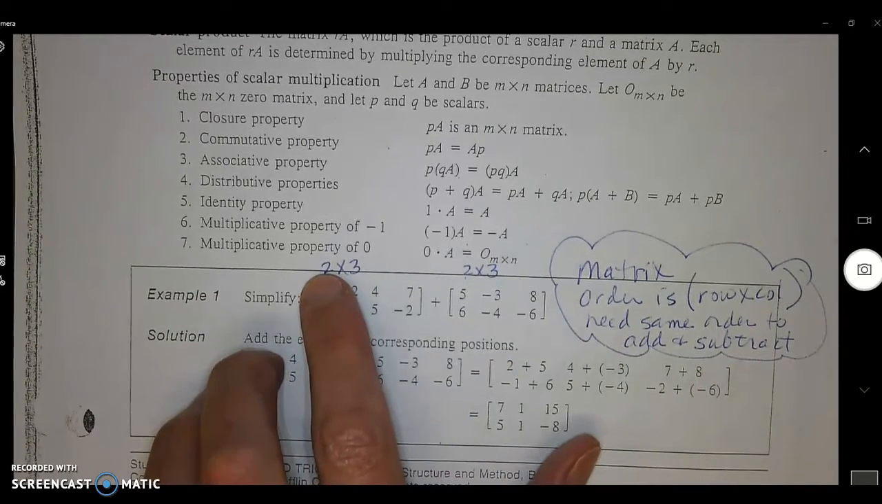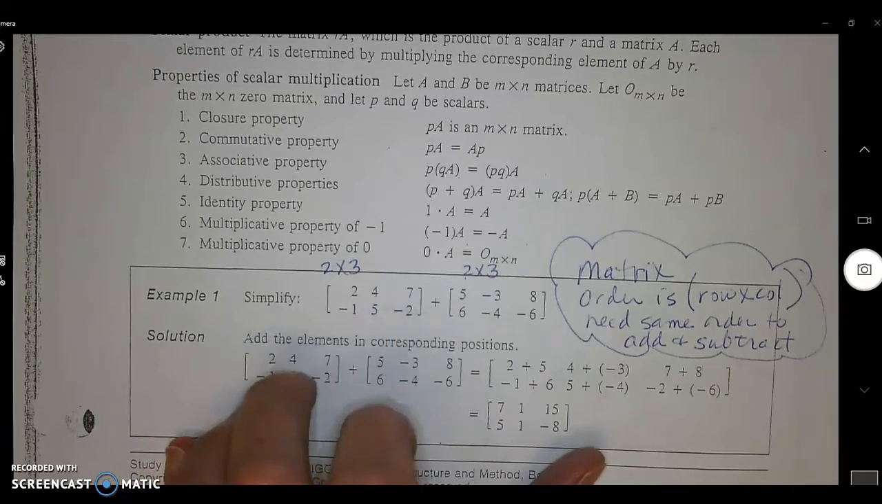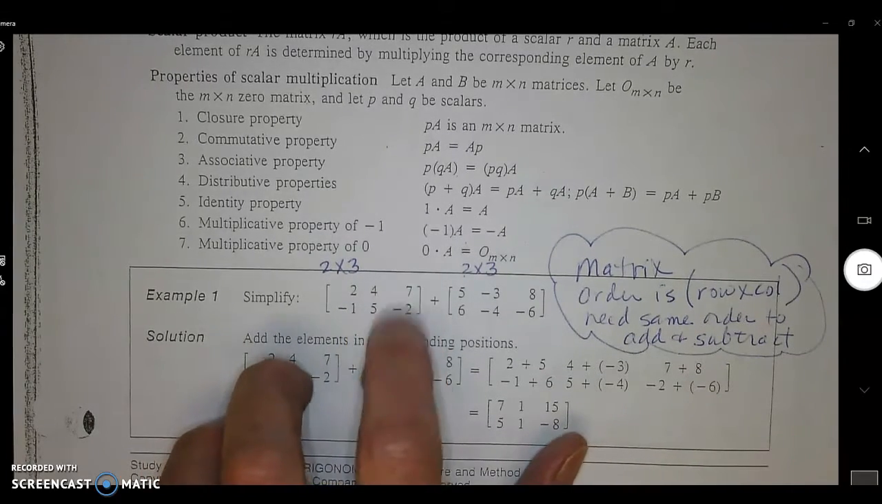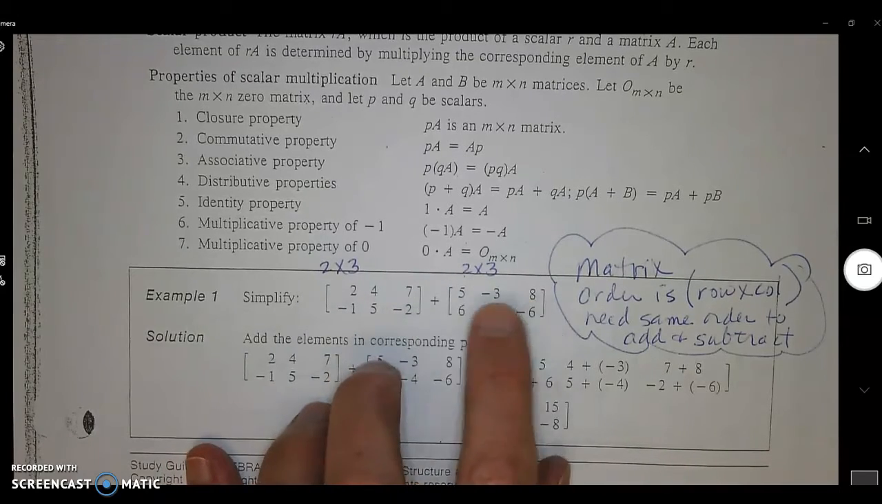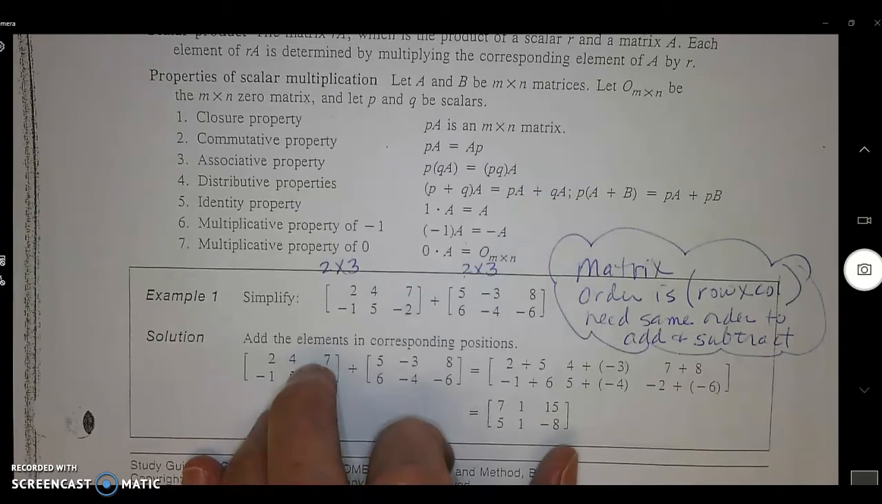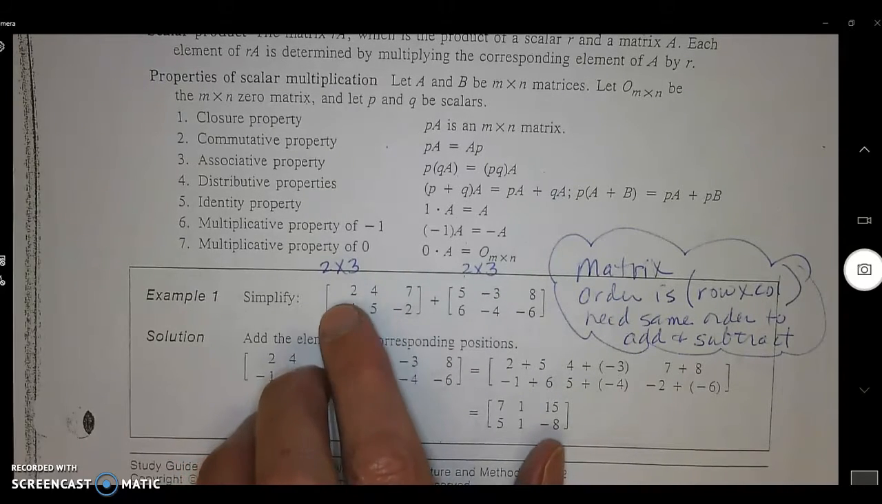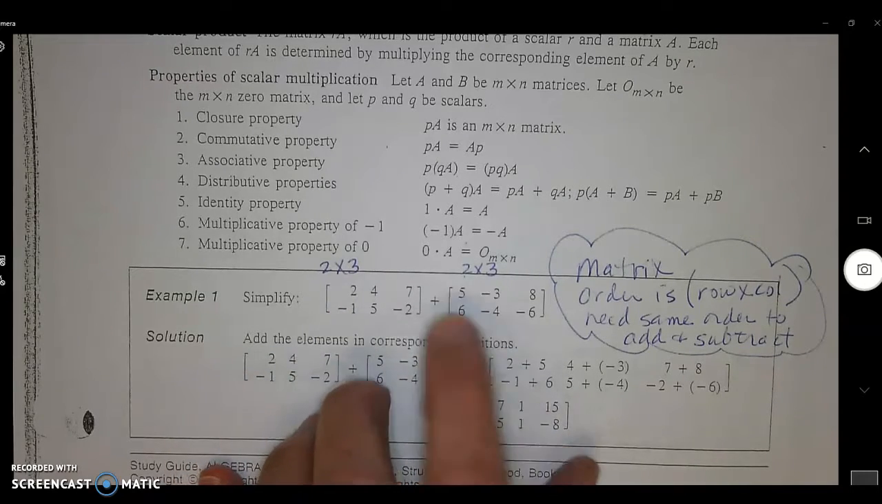So for instance, 2 by 3. So it has 2 rows, 3 columns. So 2 by 3. This one here is also a 2 by 3. 2 rows, 3 columns. They call that its order. So if they have the same order, I can go ahead and put them together. And you can see here, they're giving you a hint: add the elements in corresponding positions.